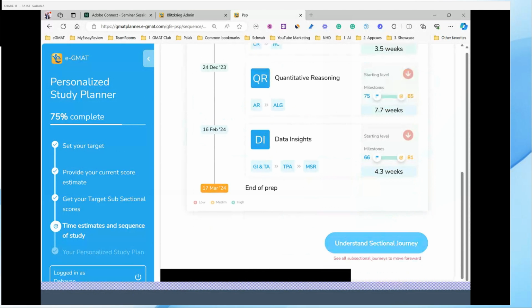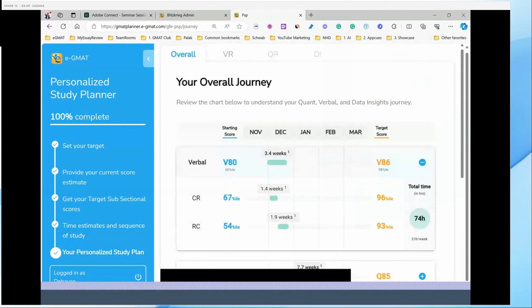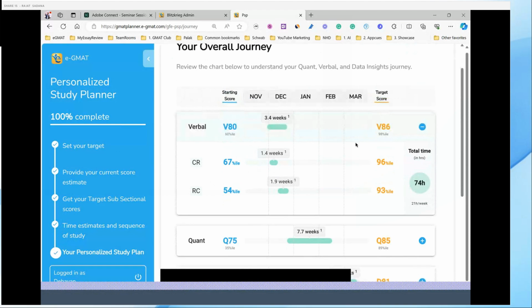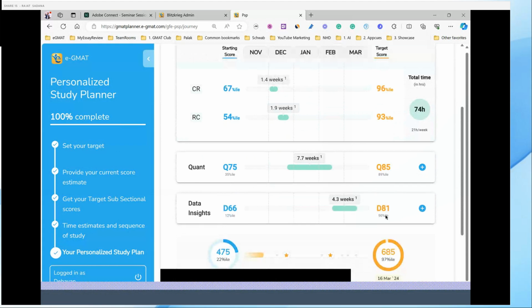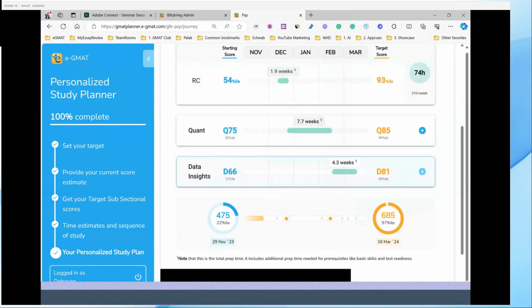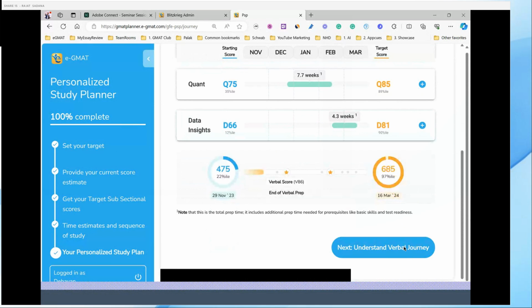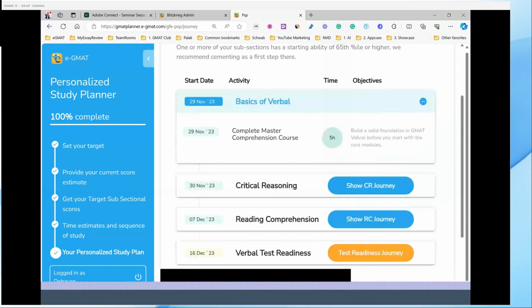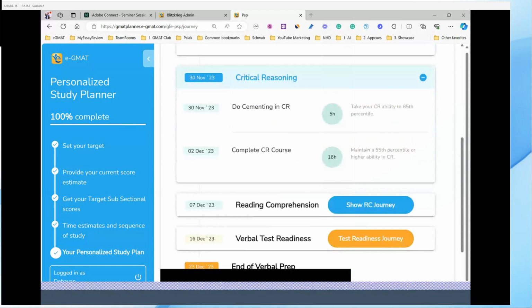Then again, you have that sequence of preparation. Then it tells you a sectional journey. So you're going to spend November and the rest of December for verbal. Here again, you can see CR and RC. Then you're going to spend about 7.7 weeks in quant, and then about 4.3 weeks in DI. You can see how those milestones will change. And then at that point, it'll also build you a CR journey over here.